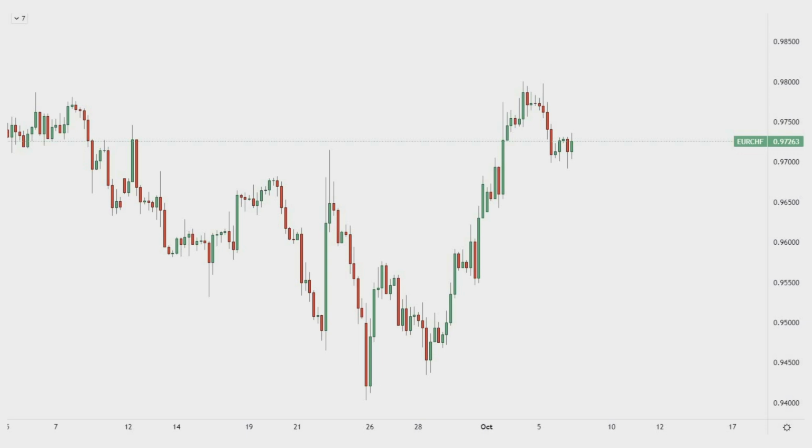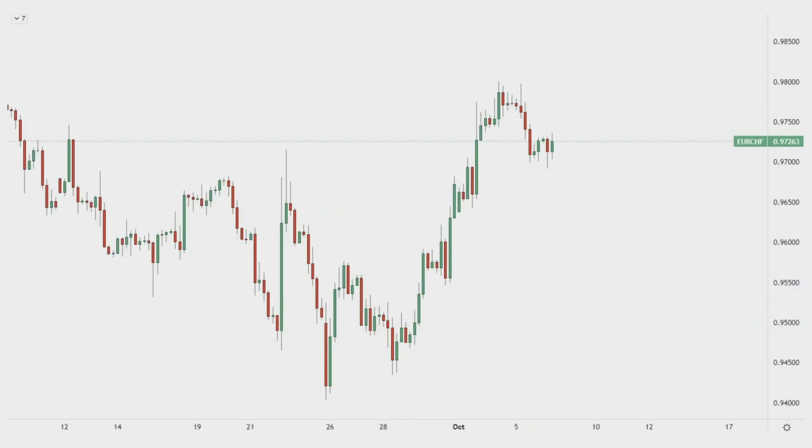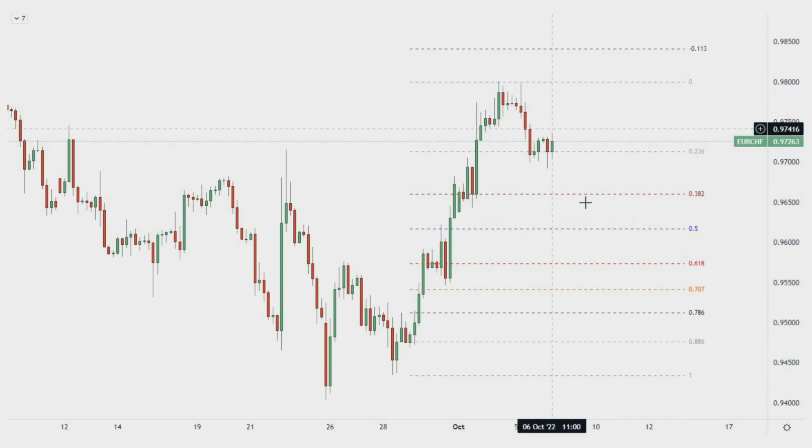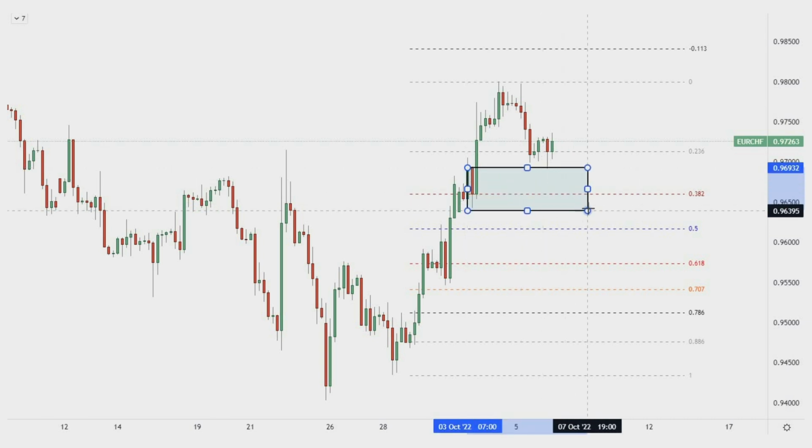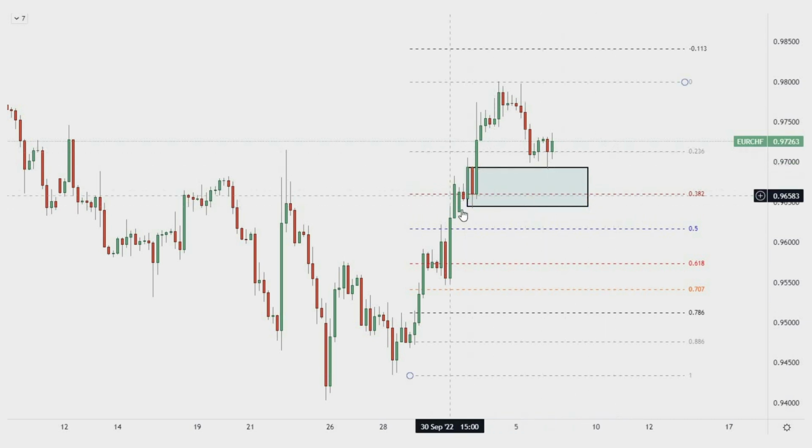Let's jump into the chart. As I said previously in this video, we're going to explain how we entered a trade based mostly on trading session patterns. Before shifting to a lower time frame, we must see the bigger picture on the daily or 4-hour time frame. We have here Euro-Swiss franc. After a significant impulse in the upside direction, price pulled back and is resting around the 0.236 Fibonacci, which is too short a pullback; usually price pulls back at least to the 0.382 Fibonacci level.